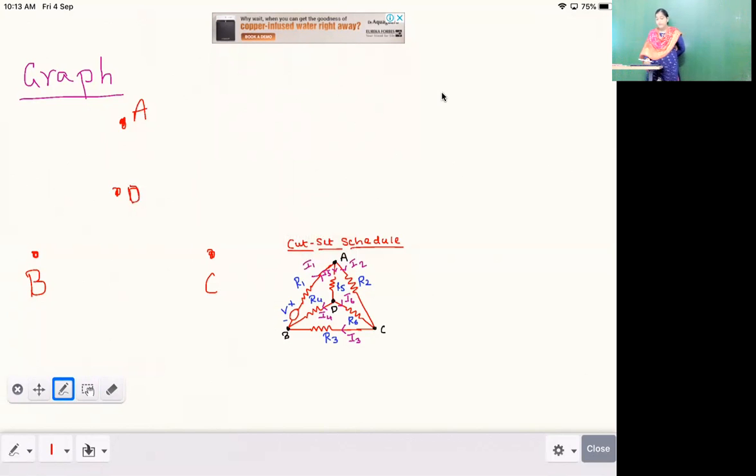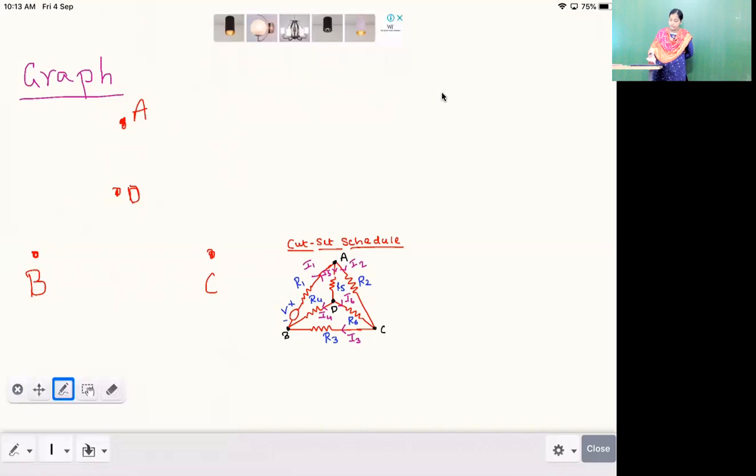Okay, after marking the nodes, now we know how to draw the graph. According to the procedure, all the elements are replaced with lines if they are resistor, inductor and capacitor. All voltage sources are short circuited and all the current sources are open circuited. Now if you observe your network, there is no current source, we have only voltage source. Okay, so let me draw the network.